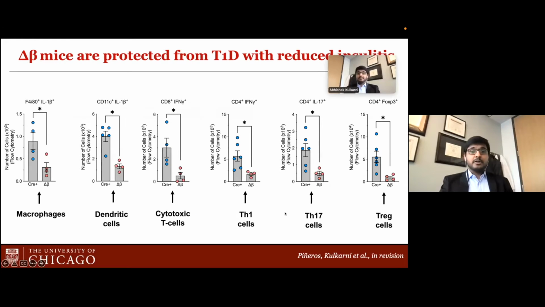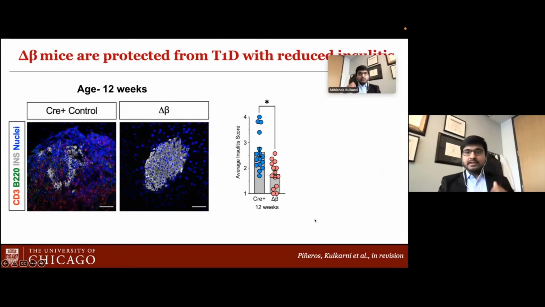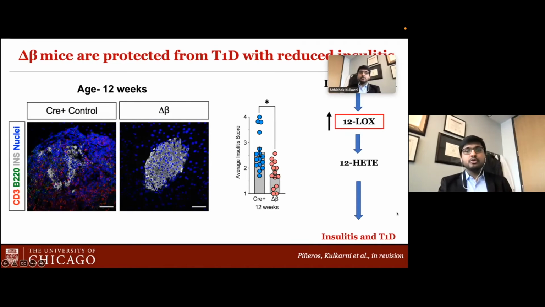This data was even confirmed when we assessed the draining pancreatic lymph nodes. And what we observed was that there was a general reduction in all the immune cell populations, but the significant differences were higher in the populations that included pro-inflammatory macrophages, dendritic cells, cytotoxic CD8 positive T cells, pro-inflammatory Th1 and Th17 cells, as well as regulatory T cells, suggesting that there was an overall suppression of an autoimmune response in these mice. So what this experiment told us was that 12-LOX signaling promotes encephalitis and type 1 diabetes in these NOD mice.